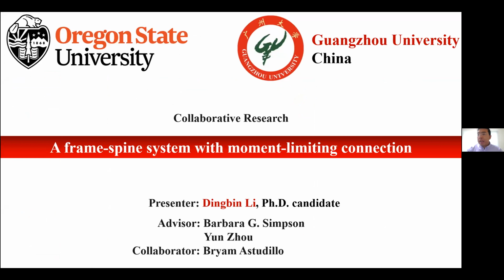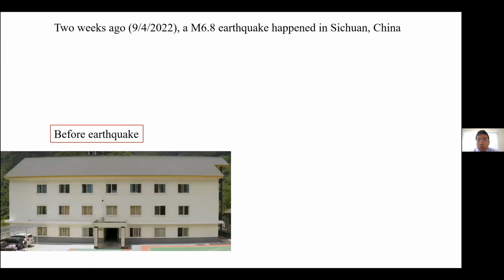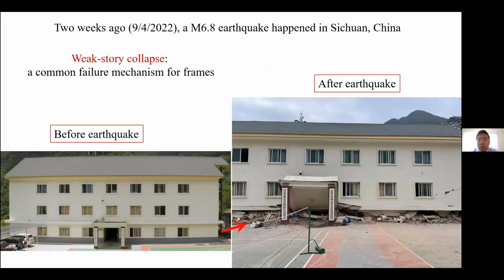Okay, everybody. I'm very excited today to share this collaborative research, which is called a free span system with moment limited connection. Two weeks ago, an earthquake happened in China. There was a very beautiful building before the earthquake, but after the earthquake, the weak story collapse happened. It's a very common failure mechanism for frames.